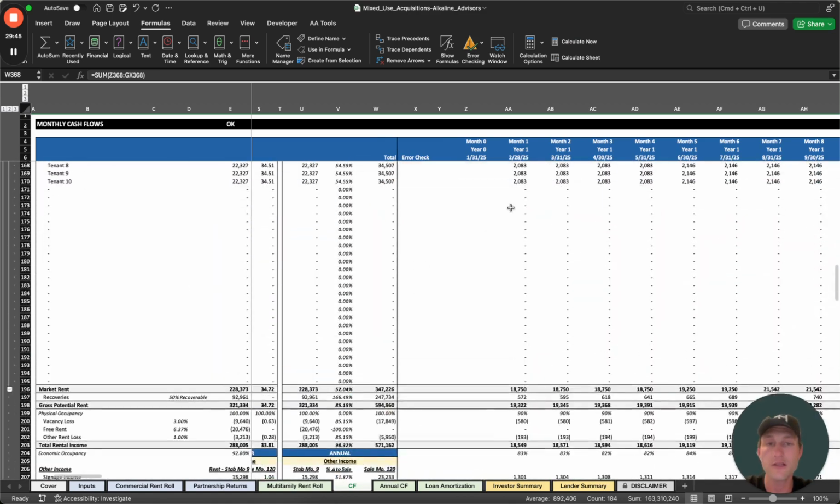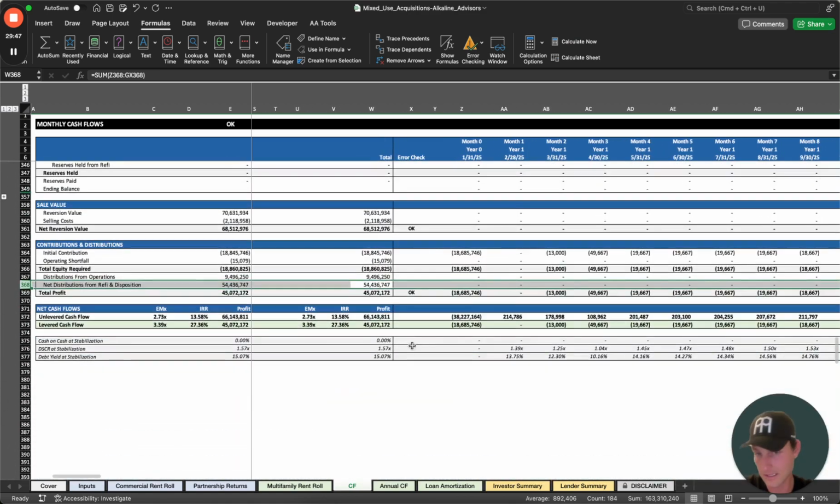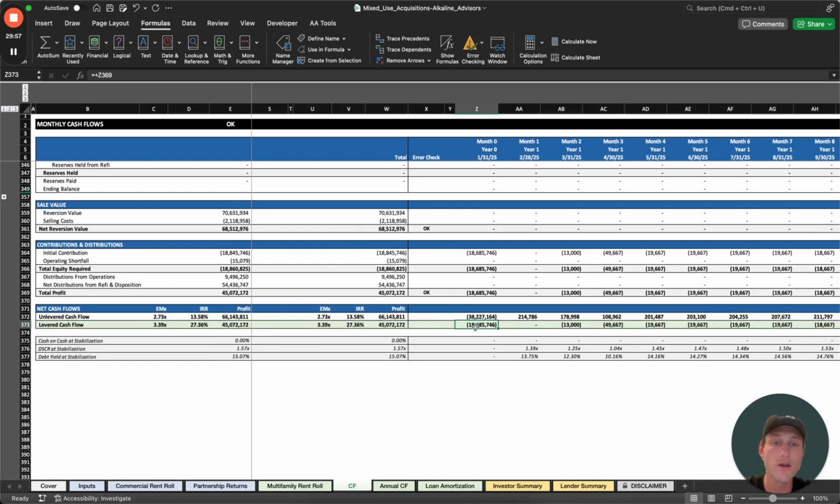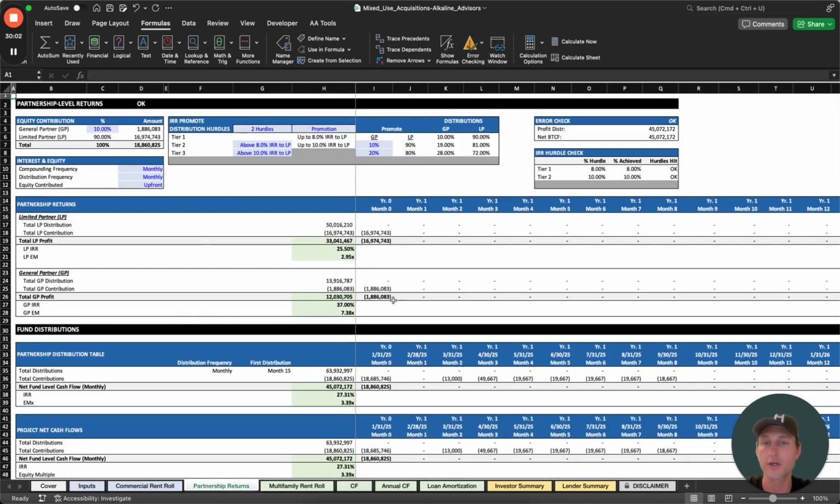So all of these cash flows are calculated and ultimately condensed into two line items. One is unlevered cash flow. So that is the line item assuming you don't have debt. And then the other is levered cash flow. That is the line item assuming that there is debt. What we do is we take the levered cash flow line, we flow that directly into the partnership returns tab.